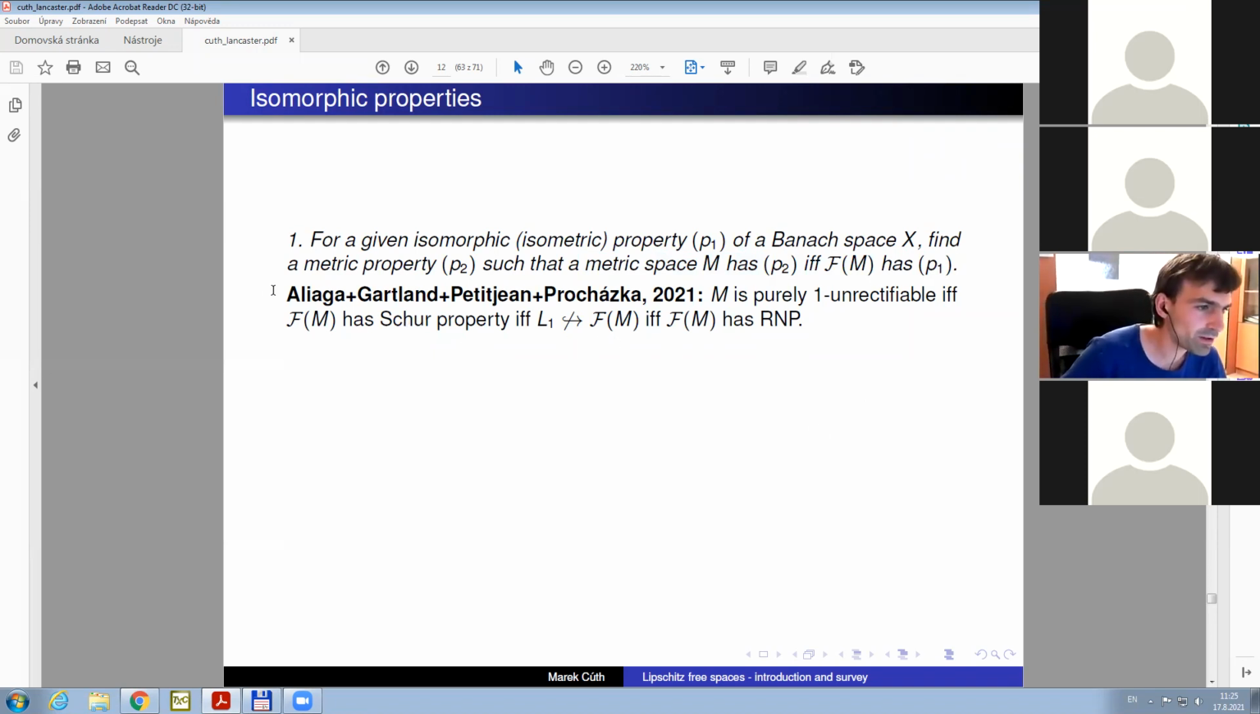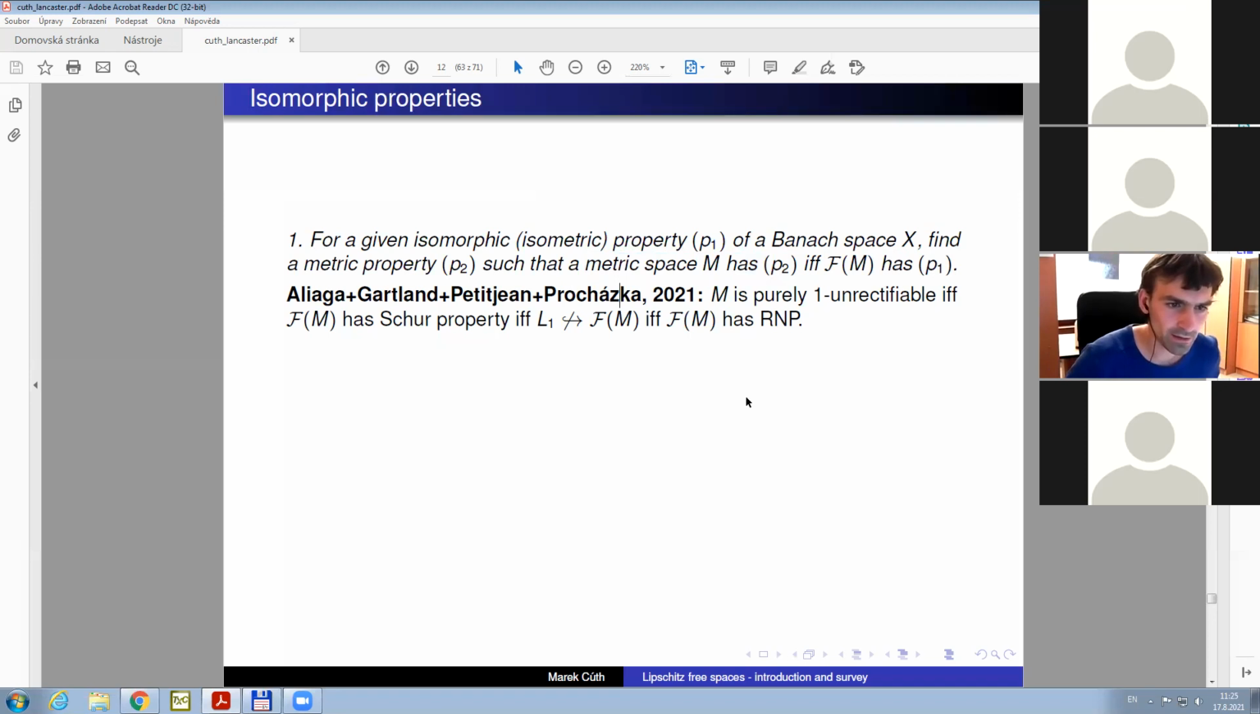The most important in this direction is probably a very recent result by Aliaga, Gartland, Petitjean, Procházka from 2021. And this is that M is purely 1-unrectifiable if and only if the Lipschitz free space has the Schur property, equivalently ℓ1 does not embed into it, and equivalently it has the Radon-Nikodým property.